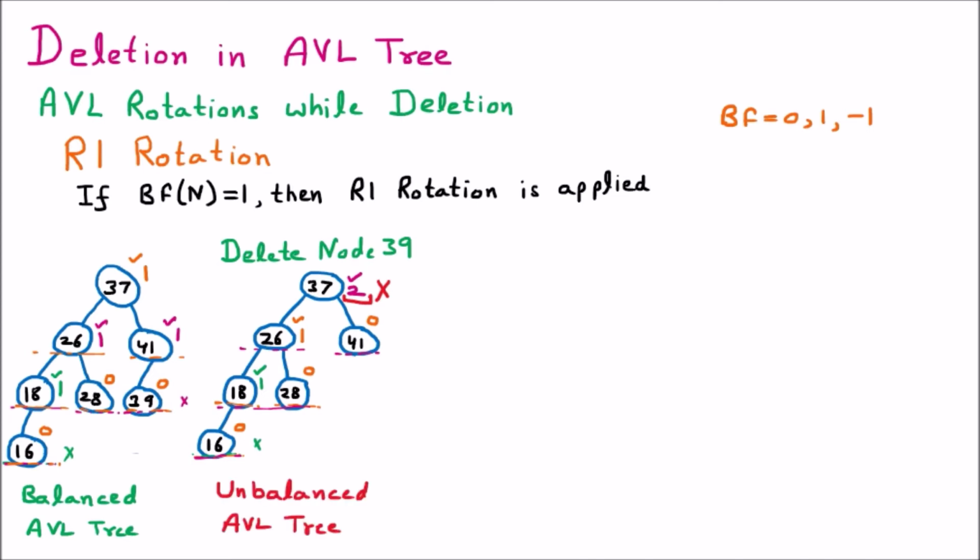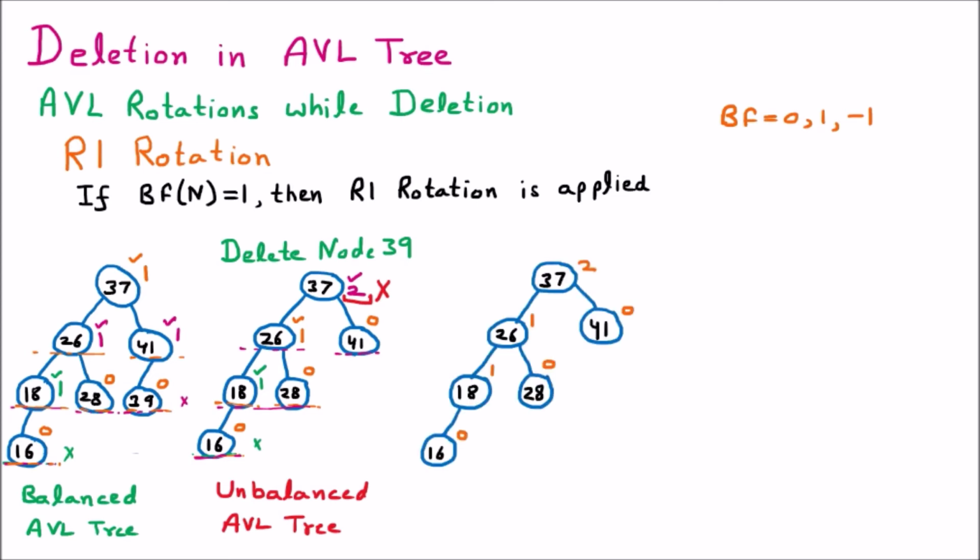Now to make this tree balanced, we have to perform a rotation. So which rotation will be applied? Now we are going to learn that. So we have the existing tree with the balancing factors.